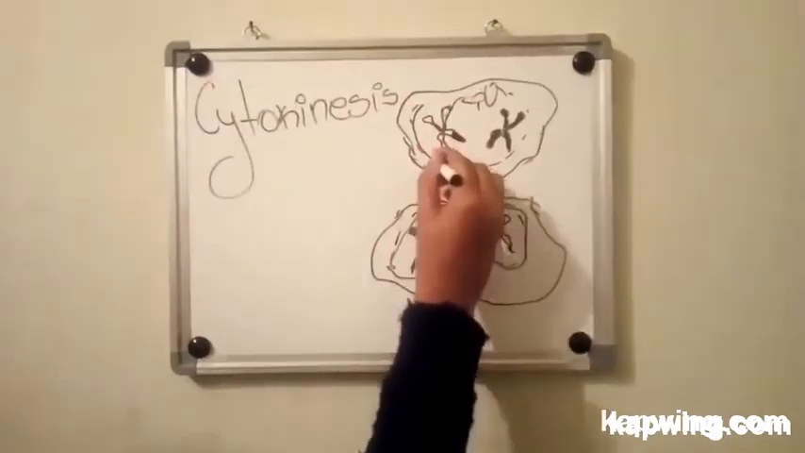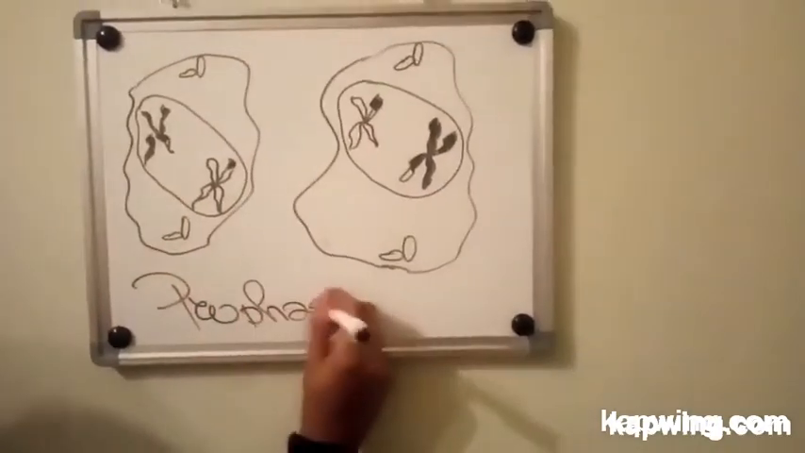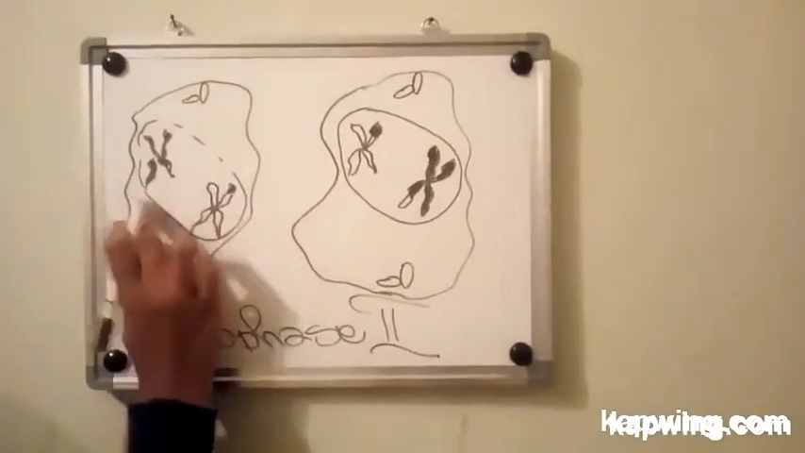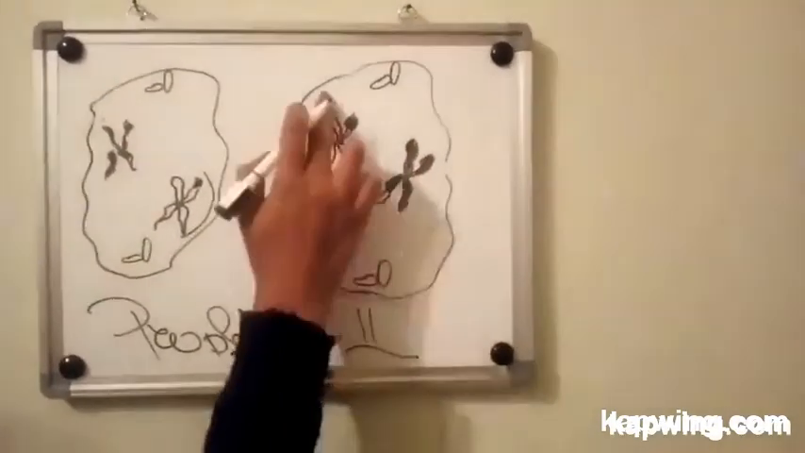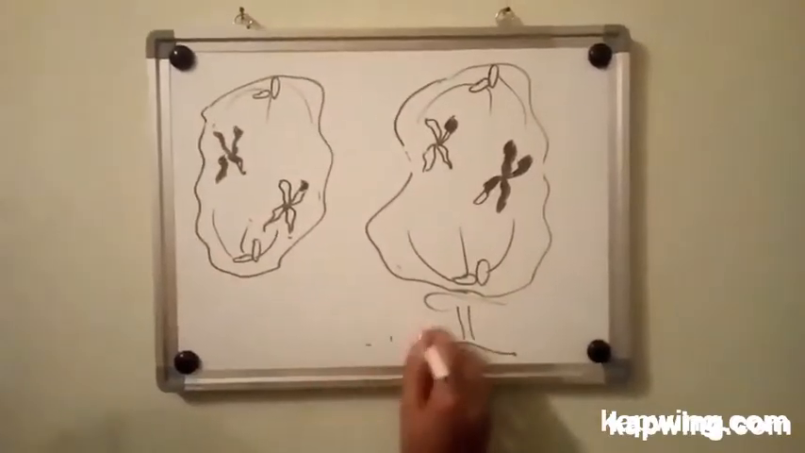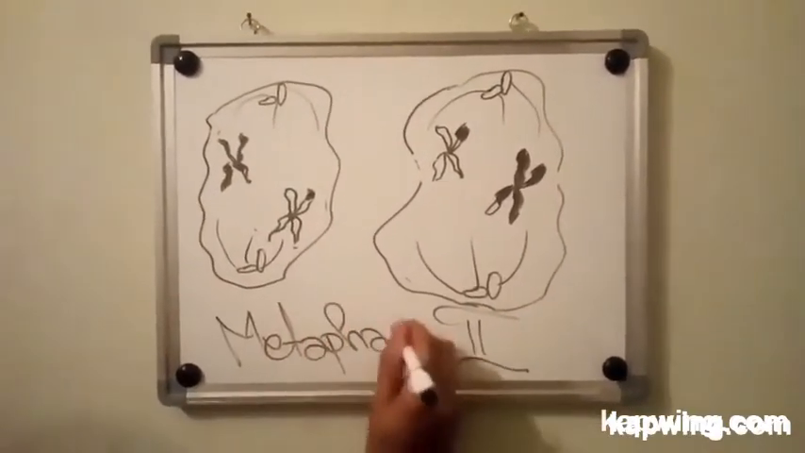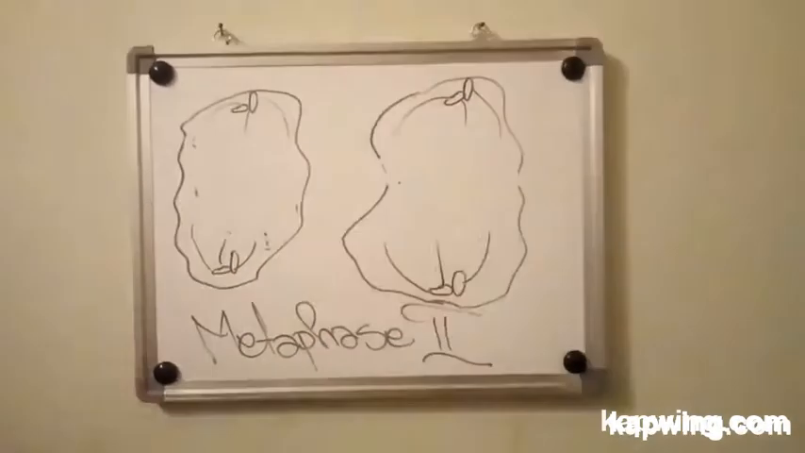And after that, well, it happens again. We have prophase 2, during which the nuclear membranes break up and spindle fibers start forming once again from the centrioles. Then we observe metaphase 2. This is when the chromosomes line up at the equator and the fibers again attach to the centromeres.